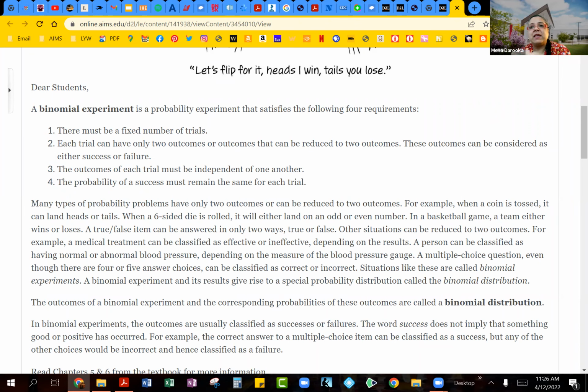If it was something like rolling a dice, let's say we take a regular 6-sided dice, and we were interested in how many times the dice lands on, say, number 5, your outcomes would then have to be reduced down to 2 outcomes. It either lands on a 5 or it does not land on a 5. You wouldn't say it landed on a 1, it landed on a 2, it landed on a 3. No, we would say, did we get a 5 or did we not get a 5? So you're reducing it down to 2 outcomes. That's one of the big things when you're working with these binomial experiments.